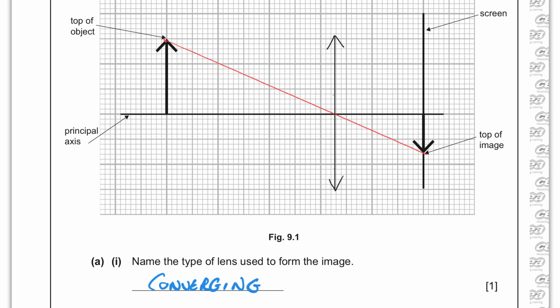And now we want to see where a ray running parallel to the axis also then has to arrive at the image. So this ray has to also arrive here, but on its way through the axis it'll pass through the focal point, the principal focus, so we need to complete that. And that will help us locate the principal focus here. And that's it, that's what they asked us to do.